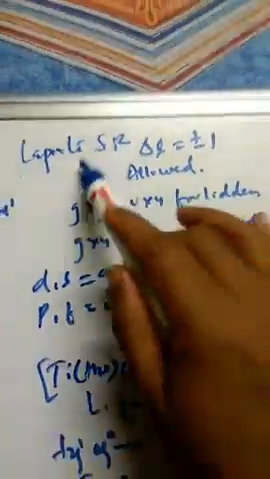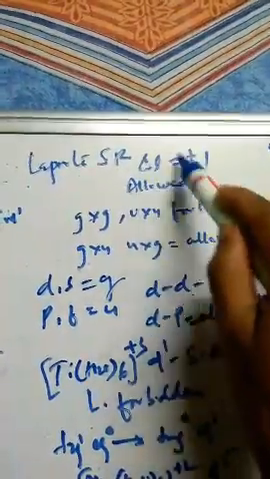And next is the Laporte selection rule. It says that delta L should be equal to plus or minus 1. So this is allowed. It should be plus or minus 1, not 0.